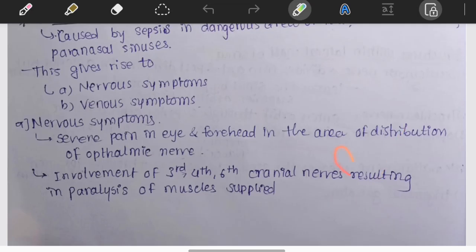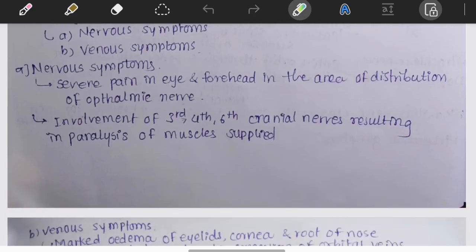Which nerve is affected first? That is the abducent nerve. Why? Because it lies inside the sinus and is directly surrounded by the venous blood. The other nerves are relatively protected in the lateral wall. It is a high yield viva question. The cranial nerve first affected in cavernous sinus thrombosis is the abducent nerve.